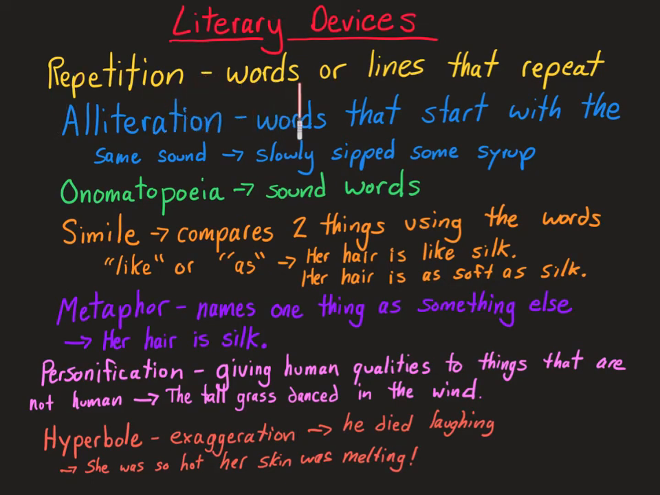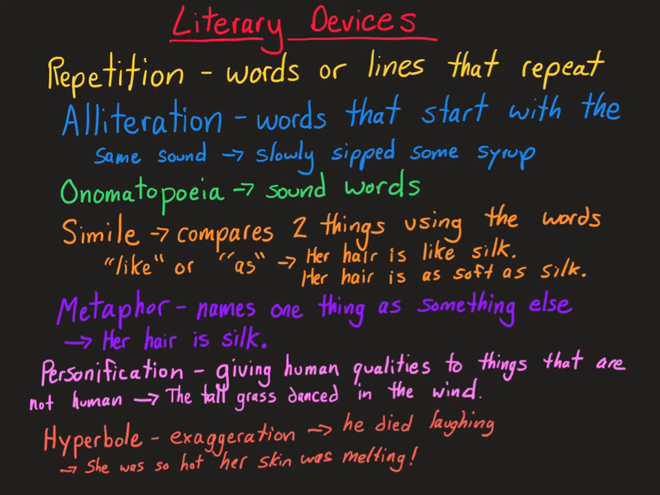This is just words or lines that repeat themselves. So sometimes it might be at the end of every stanza an author says something, or it might be a phrase that's used at the beginning and end, or it could be an author just repeating the same word over and over again. That's called repetition, okay, that's yellow.